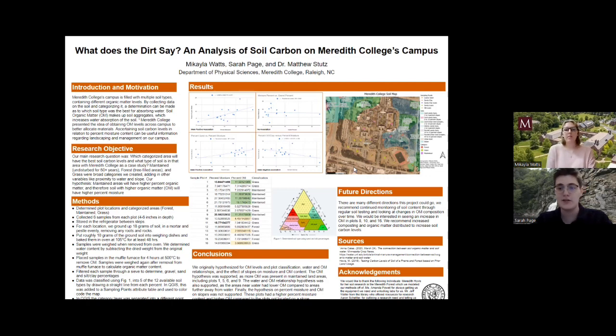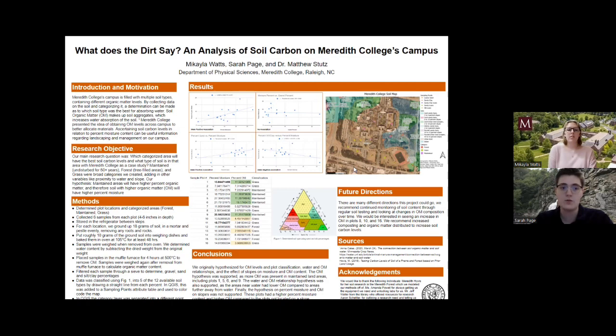Next, just to take you through what our methods were, first we figured out which plot locations we were interested in sampling from, and then we categorized each area with that categorization from above: forest, maintained, or grass. Then we collected 6 samples from each plot, about 4 to 6 inches in depth, and we stored all of our samples in the refrigerator once we had taken them to preserve the moisture content.